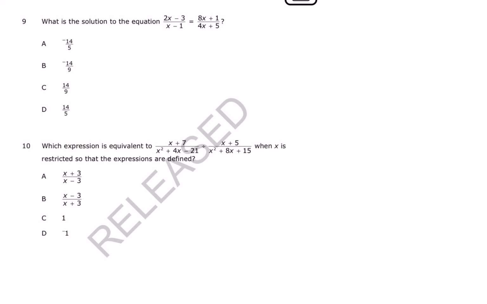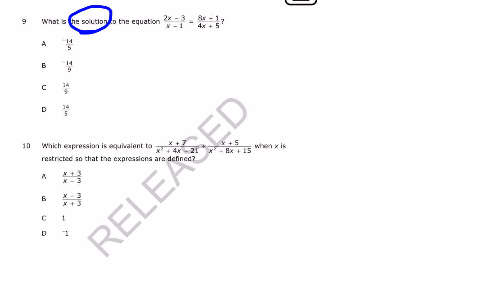Number 9 is asking us for the solution. And as we discussed before, solution is the same as what keywords? X-intercepts, roots, and zeros.